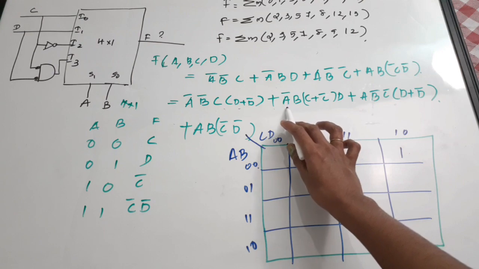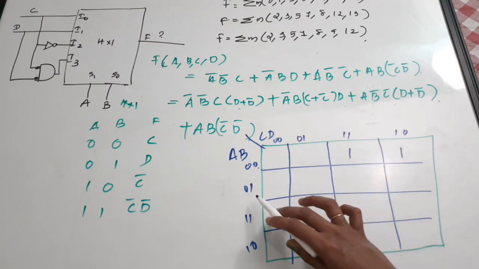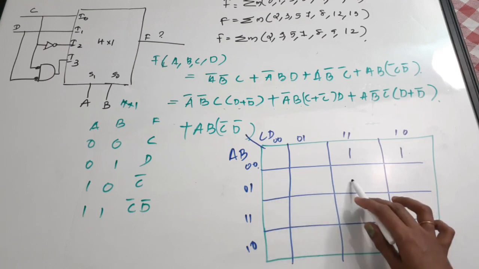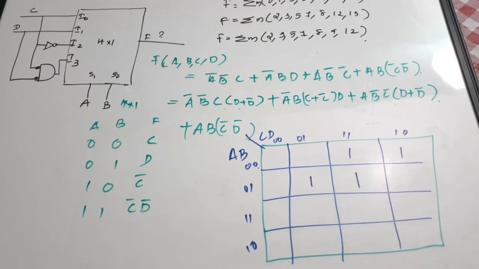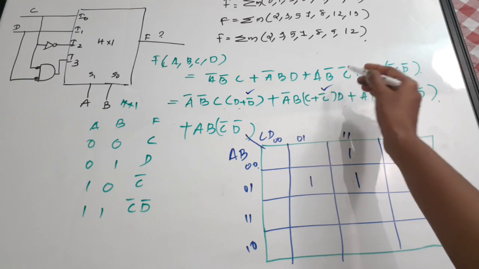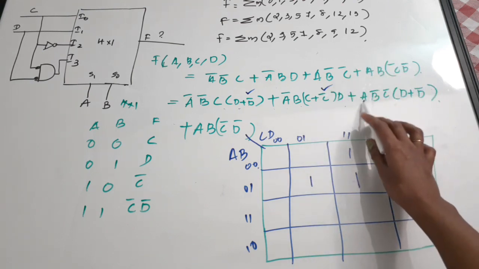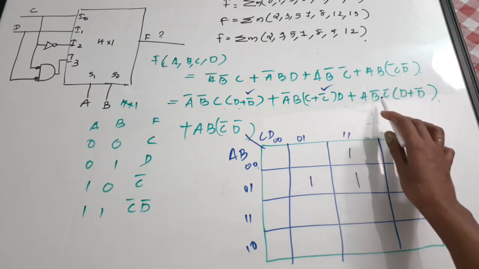Next term is A bar, B and D. So it is A bar, B and D is here. So we have to put one here and one here. Next term. So we have realized this. We have put one on this. Now we need this term, that is A bar, B bar, C bar. So A bar, B bar.